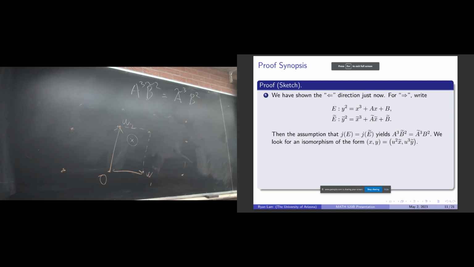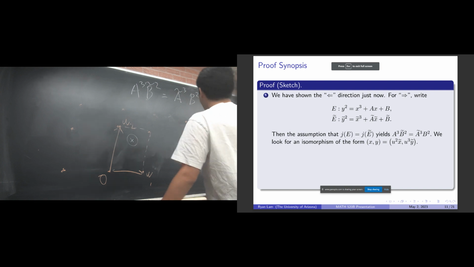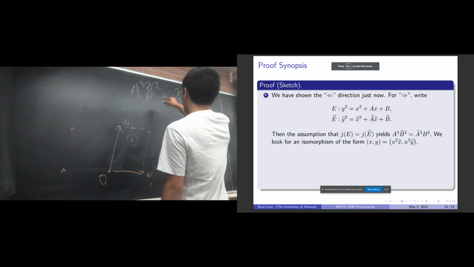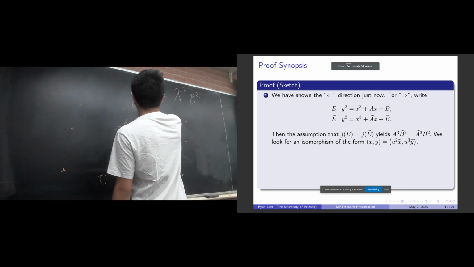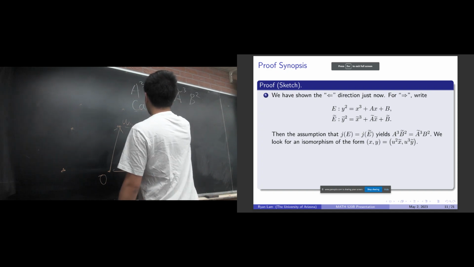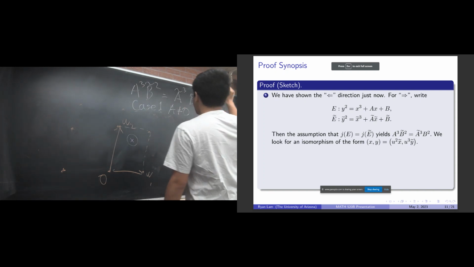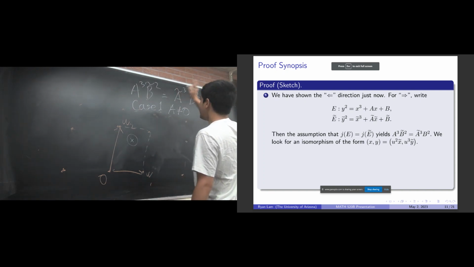By the way, if I forgot to mention, this polynomial for the elliptic curve is always irreducible, so it has 3 distinct roots. That means you can't have both a and b, or a tilde and b tilde, simultaneously 0, or else it will have multiple roots. So there are several cases to be checked. I will just do one case: suppose a is not 0.